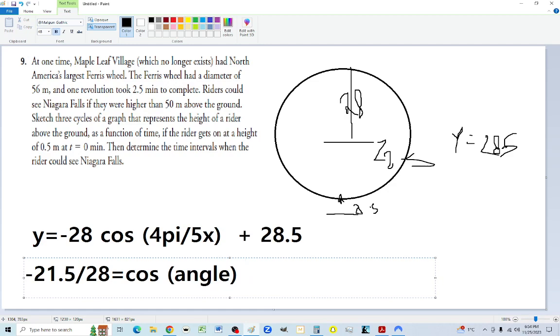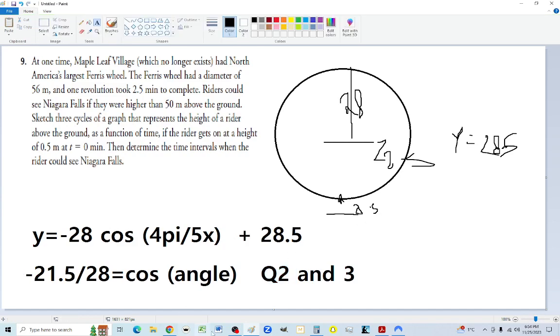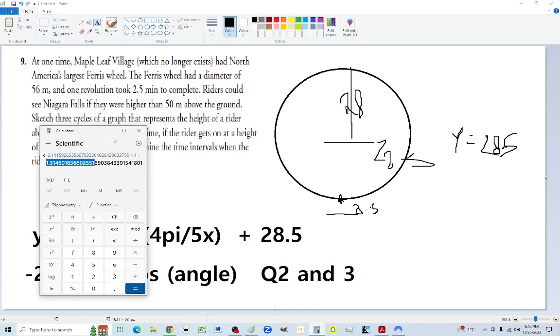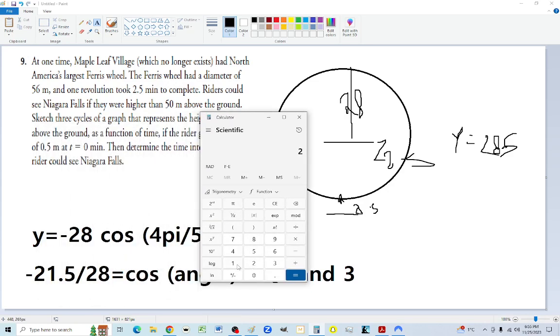Where is cos negative? In quadrants 2 and 3. The first one we're going to find is almost always going to be quadrant 2. Let's keep it in radians. We're going to do negative 21.5 divided by 28, in radians, and hit second arc cos. This is how many radians.